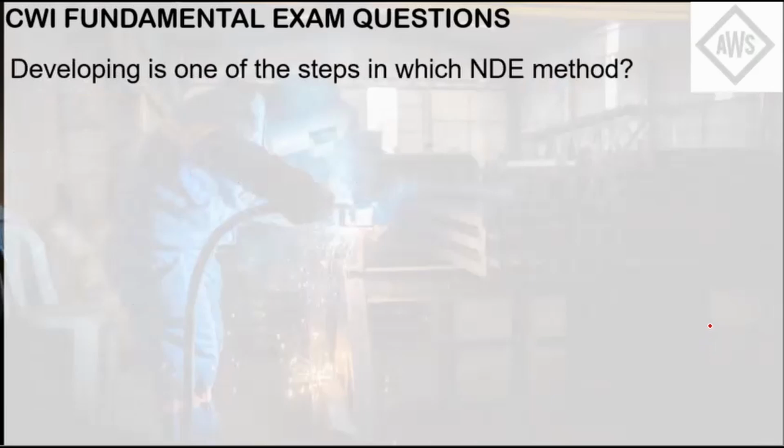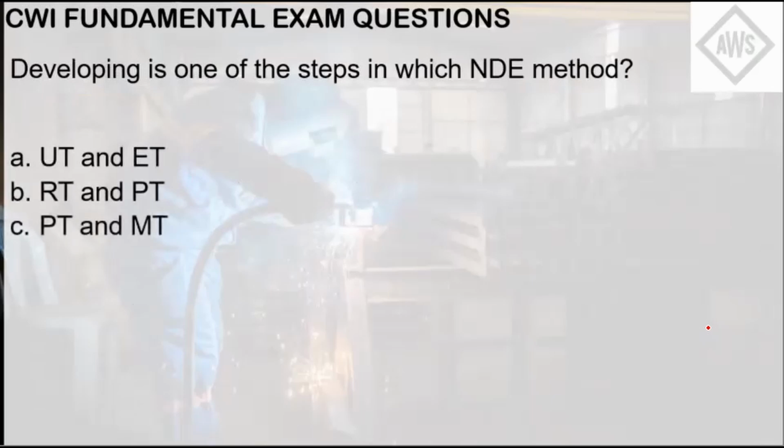Developing is one of the steps in which NDE method? Letter A, UT and ET. Letter B, RT and PT. Letter C, PT and MT. Letter D, MT and ET. Letter E, VT and PT.